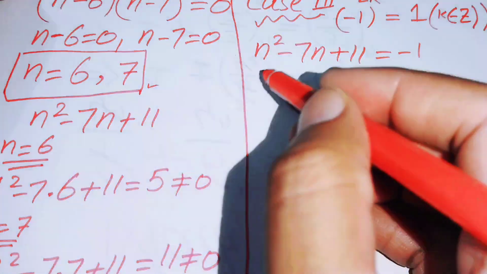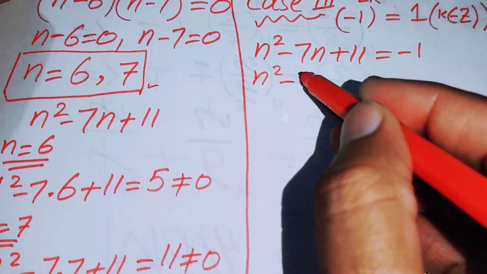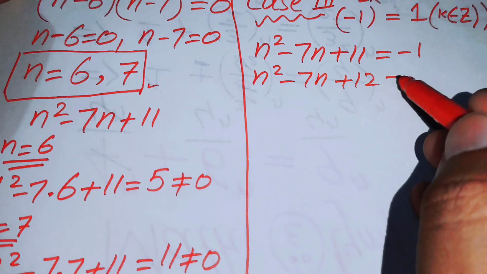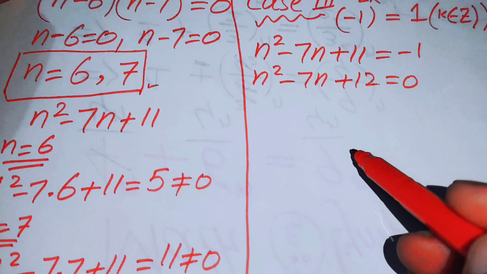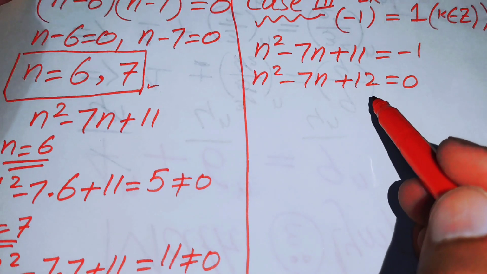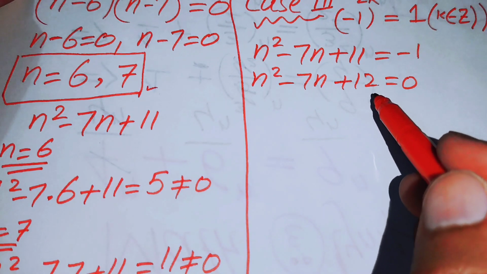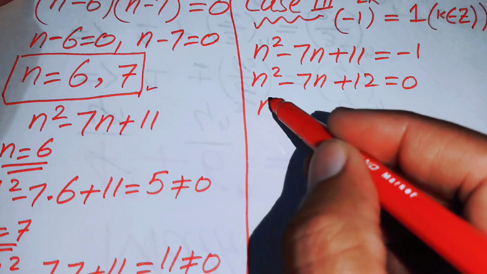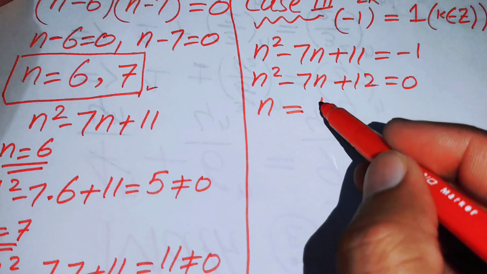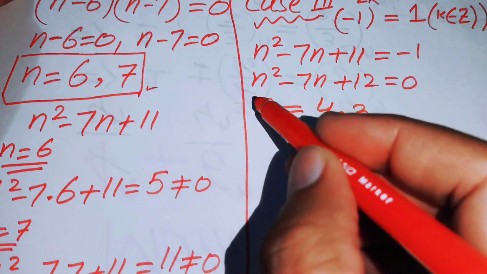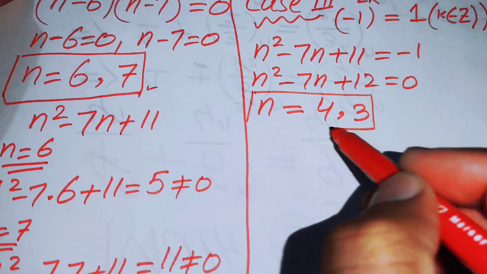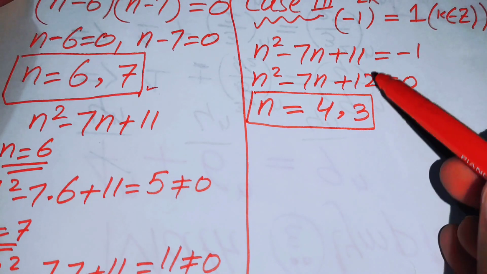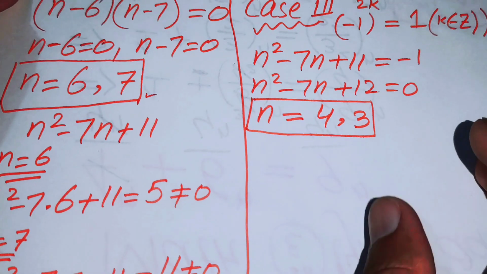this quadratic equation. So here you have n square minus 7n plus 12 is equal to 0. We move this minus 1 to the left hand side and you get plus 12. Now we can factorize this equation, and you will easily find that the factors of this equation are 4 and 3. So 4 and 3 are the values of n from case number 3.